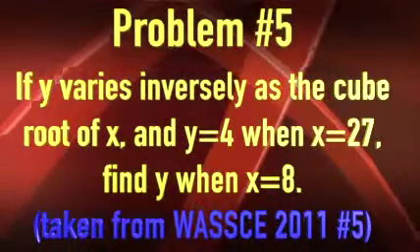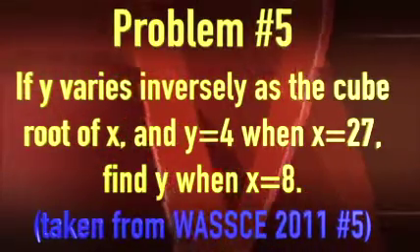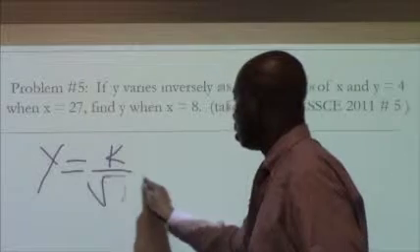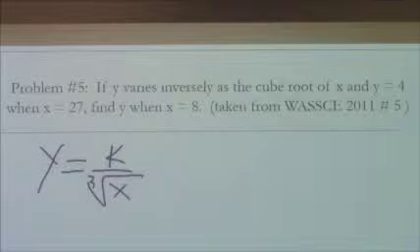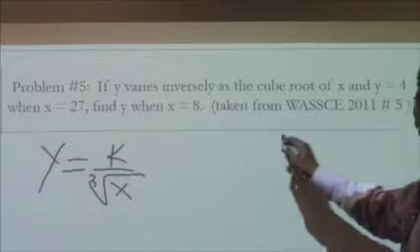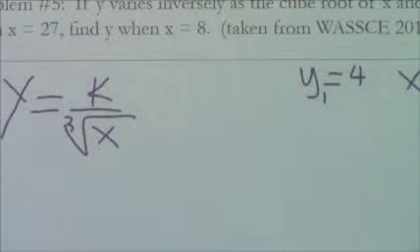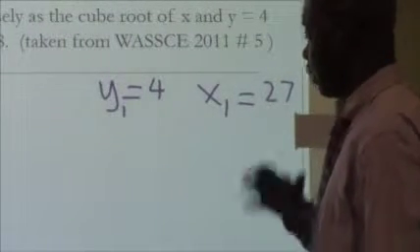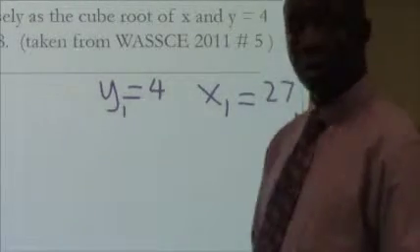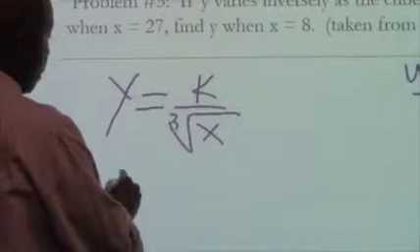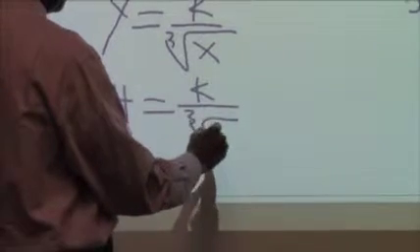So y varies inversely as this. So let's go. Y varies inversely, so when I have k over something, inversely as the cube root of x. So let's see the information we have. We have here that when y is equal to 4, so that's my y1, x1 will be equal to 27. So we can use this to find k and then write our relationship. So y is equal to 4, k over the cube root of 27.